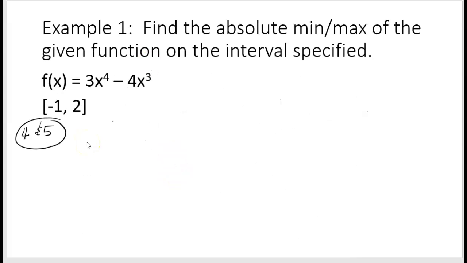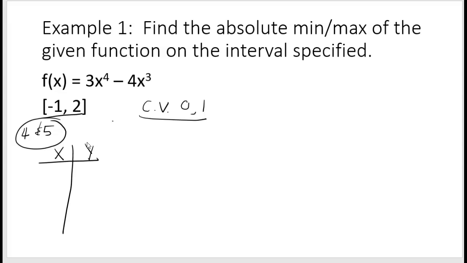Okay, so my endpoints are as follows. I'm going to make a table here. All right. So we had 2 critical values. They were 0 and 1, I believe. Now we're going to make a chart here. We're going to plug in our critical values that we got from steps 2 and 3, and we're also going to plug in our endpoints that they gave us at the very beginning.